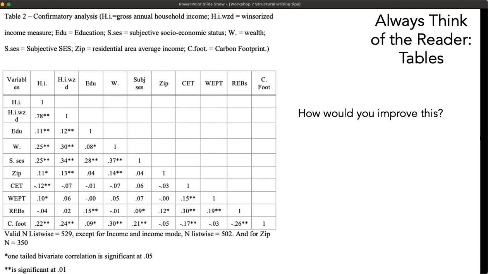Here's an example of a correlations table I received in a thesis. And do you have any suggestions for it? Do you find it easy to read this table? I mean, it's not that bad. Room for improvement.